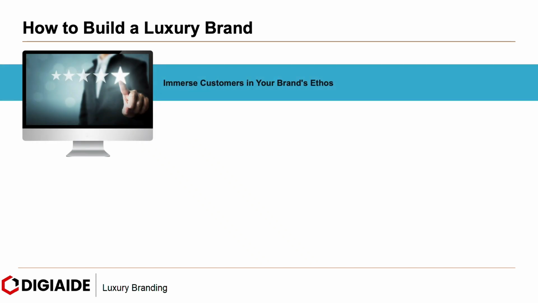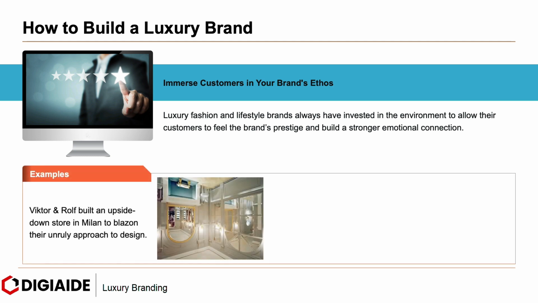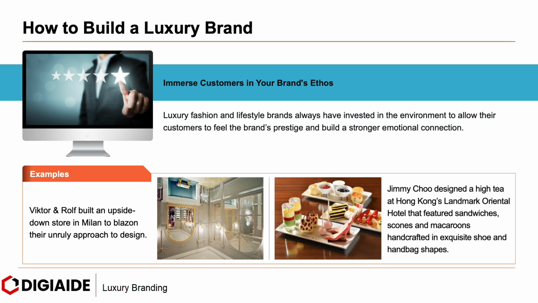Next up, immerse customers in your brand ethos. Luxury fashion and lifestyle brands have always invested in the environment to allow their customers to feel the brand's prestige and build a stronger emotional connection. Example, Viktor & Rolf built an upside-down store in Milan to blazon their unruly approach to design. The next example, Jimmy Choo designed a high tea at Hong Kong's landmark Oriental Hotel that featured sandwiches, scones and macaroons, handcrafted in exquisite shoes and handbag shapes.